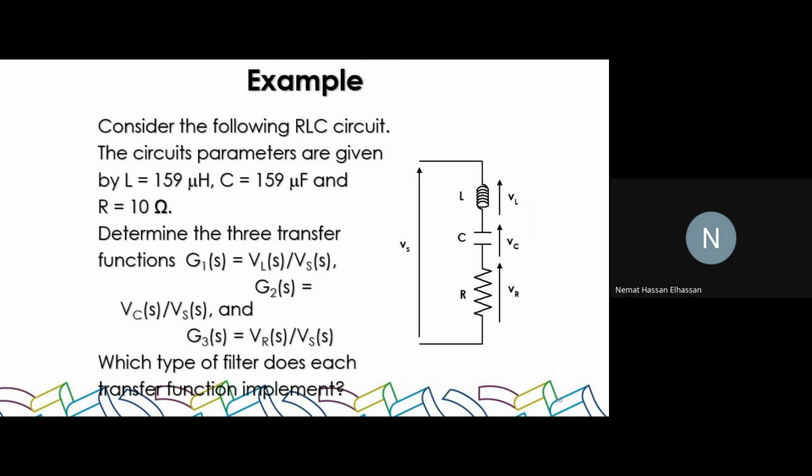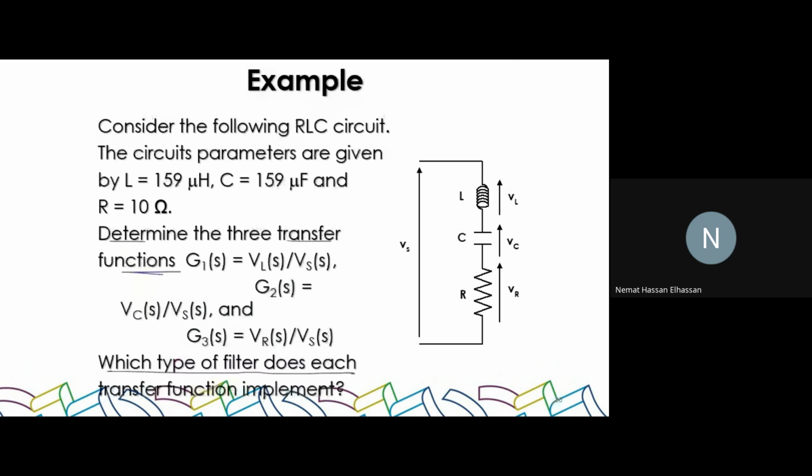VL, okay. We'll start with VL. We'll do one, you have to do the other two, and then based on that, you have to decide what type of filter, because the same circuit can have different types, as we've seen. If your output is from R, it's a high pass. If it's from C, it's a low pass. Now we're going to see from L. So we have to do two things. Determine the transfer function and which type of filter it implements. So we have to decide based on that what filter we have.